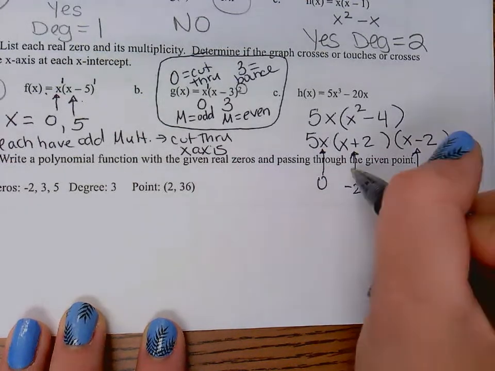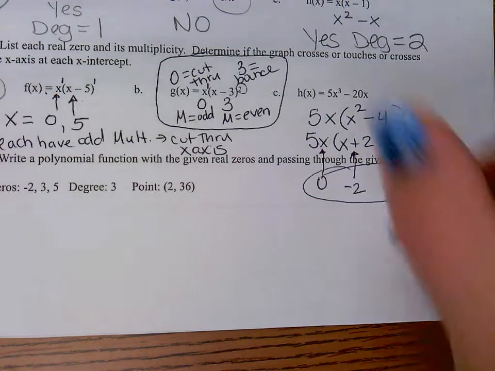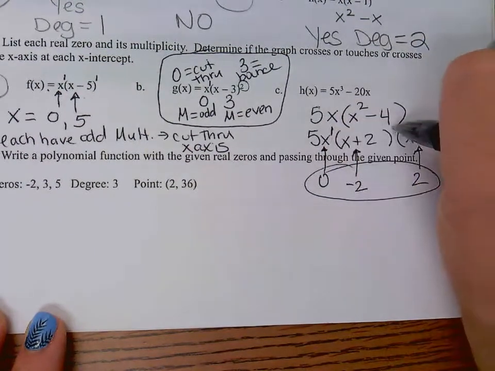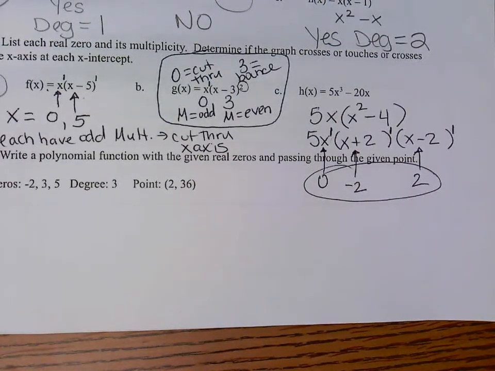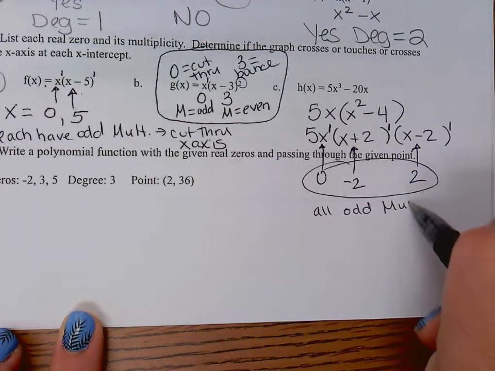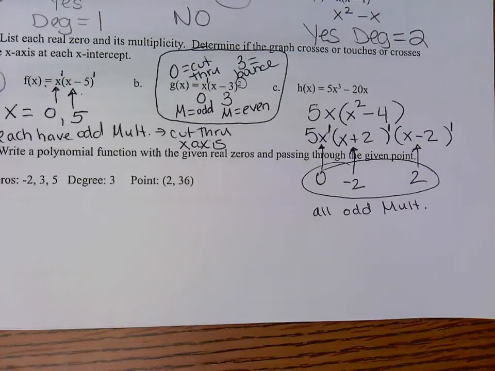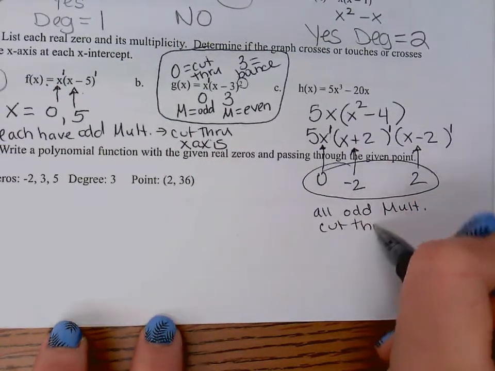All right, so I have 3 x-intercepts. What do you predict about the graph? And why? What does the multiplicity of each of those tell you? The multiplicity was 1 for each one, right? 1, 1, 1. If there's no powers, the power is 1. So if they're all odd multiplicity, what's the graph going to look like? It's going to cut through everywhere, right? Cut through all of them.